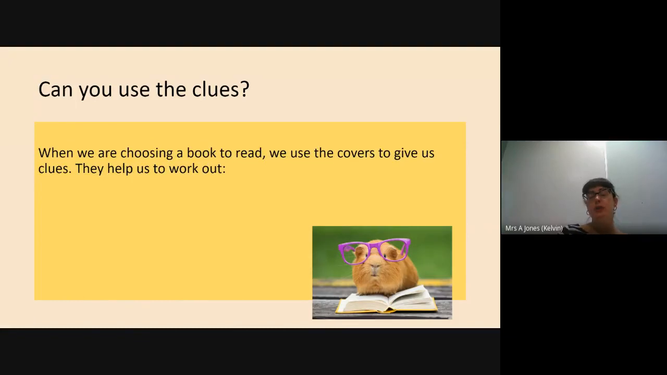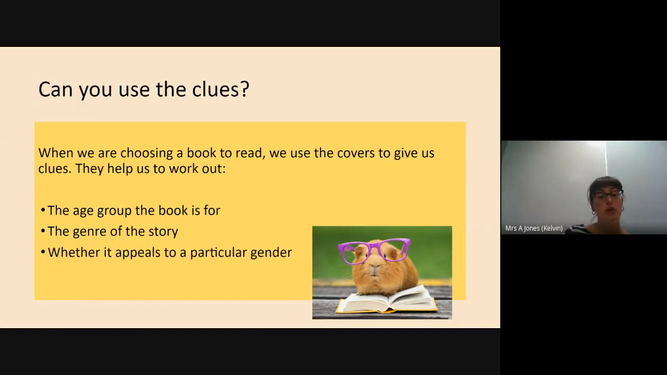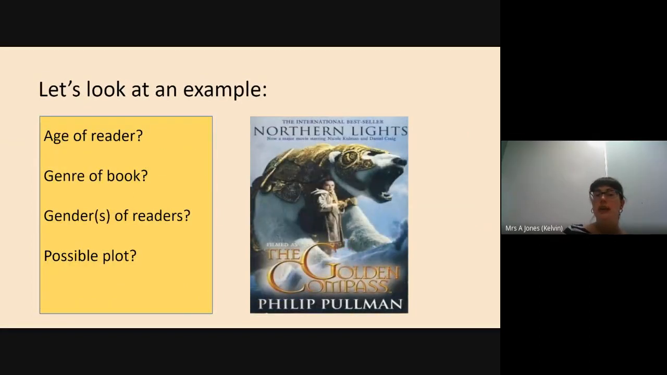When we're choosing to read a book, we use the covers very often to give us clues, and they help us to work out perhaps what age group the book is for, the genre of the story, whether it appeals to a particular gender or genders maybe, and what the plot might involve. You might get some clues from the front cover about what this story actually might be about. So let's look at an example together then.